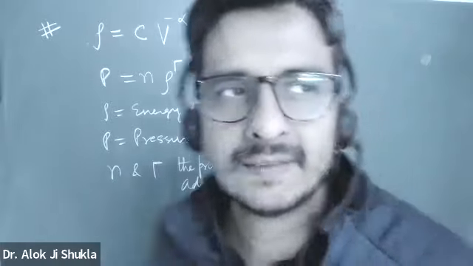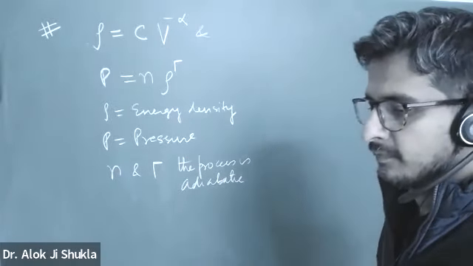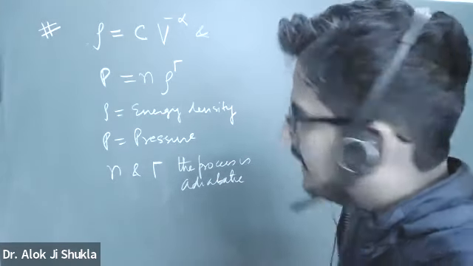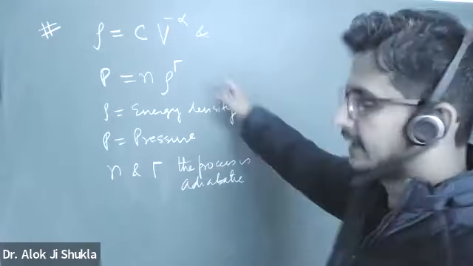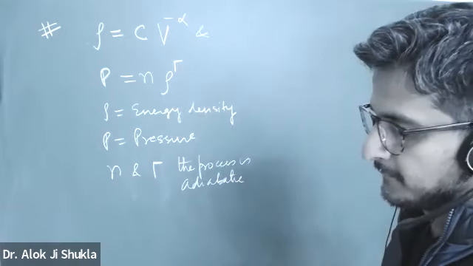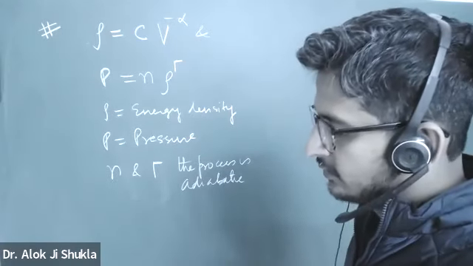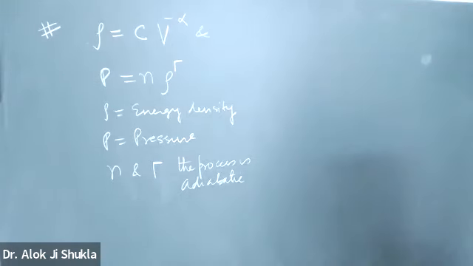Question? Everybody has written it properly? Yes, sir. Sir, here are two processes given. An ideal fluid is subjected to a thermodynamic process described by this and this. Where rho is energy density and P is pressure. For what values of N and gamma the process is adiabatic if the volume is changed slowly? Is that okay?